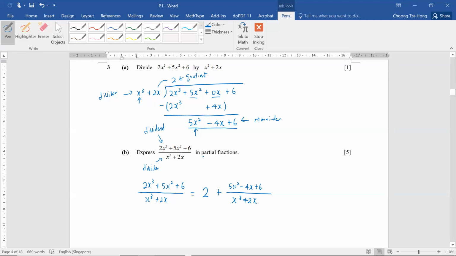They want us to express it in partial fractions. It means that you need to further break up this fraction. So basically what we are going to do is partial fractions for this.